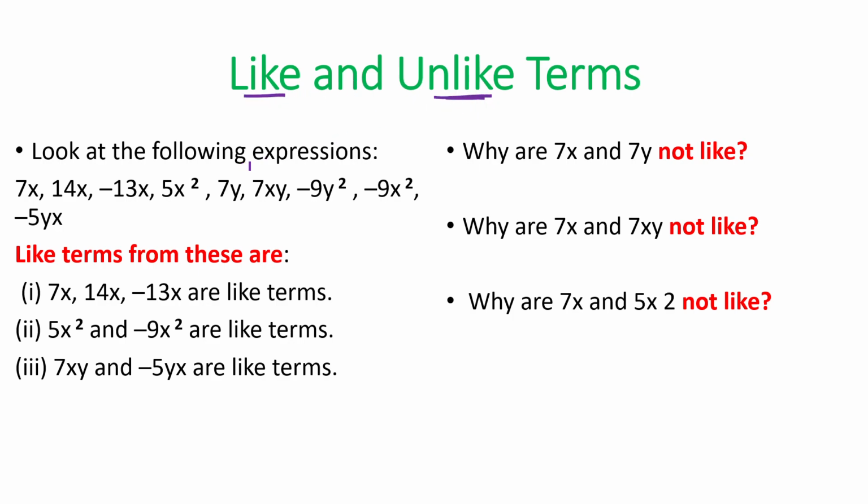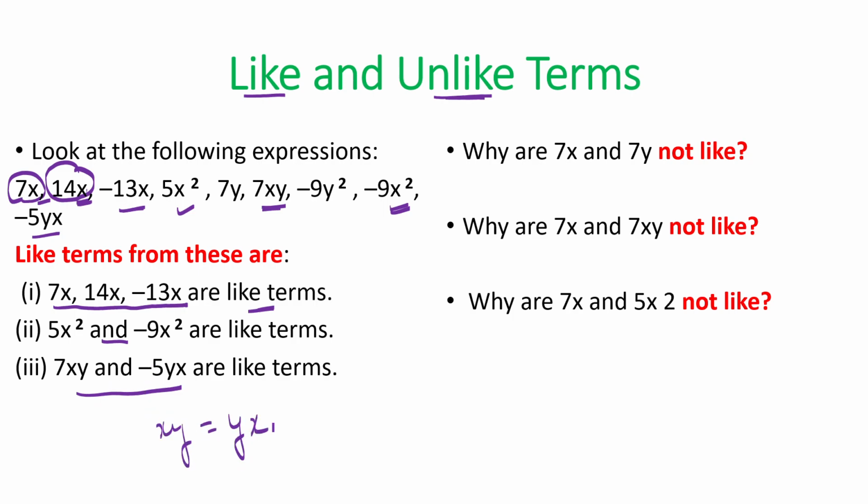Now we move to the next point, like and unlike terms. Look at the following expressions, 7x and 14x. These are like terms. The variable is x and only the coefficient changes. Similarly, 7x, 14x and minus 13x are like terms. Similarly, 5x square and 9x square are like terms. Also 7xy and minus 5xy are like terms. Here xy equals yx, you have to always keep that in mind. So 7xy and minus 5xy are like terms.